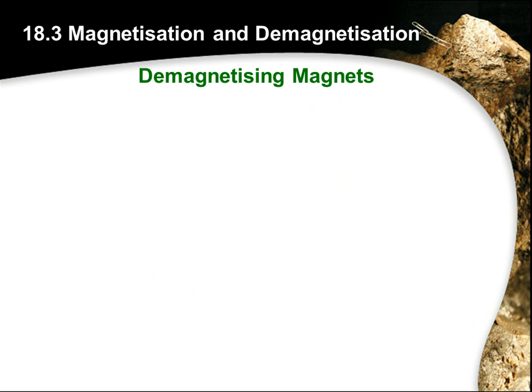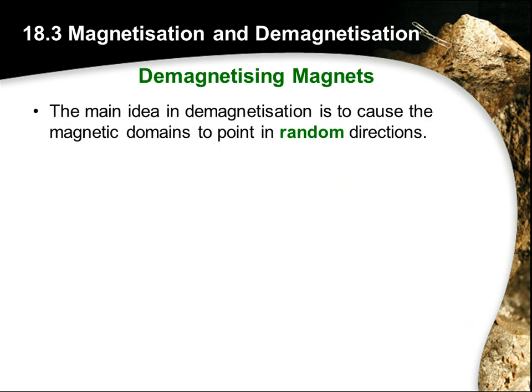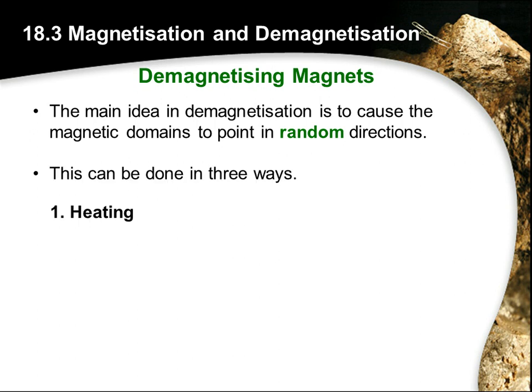Next, do you remember we talked about demagnetization of magnets in primary school? Let's try and recall how we did it. Basically, we were talking about hammering or dropping the magnet. The idea is to cause the magnetic domains, instead of being pointed in the same direction, to point in random directions, so that any magnetism will be cancelled out. This can be done in three ways.